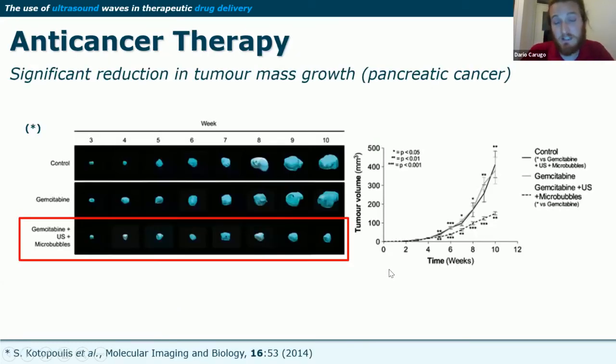So there is significant evidence that microbubbles combined with anti-cancer drug can significantly reduce the growth of tumors. In this particular study, the combined use of microbubbles, ultrasound, and the anti-cancer drug gemcitabine was investigated as a treatment modality against pancreatic cancer. And as you can see, the size of the tumor over time increases significantly less when compared to the anti-cancer drug alone, so gemcitabine alone.